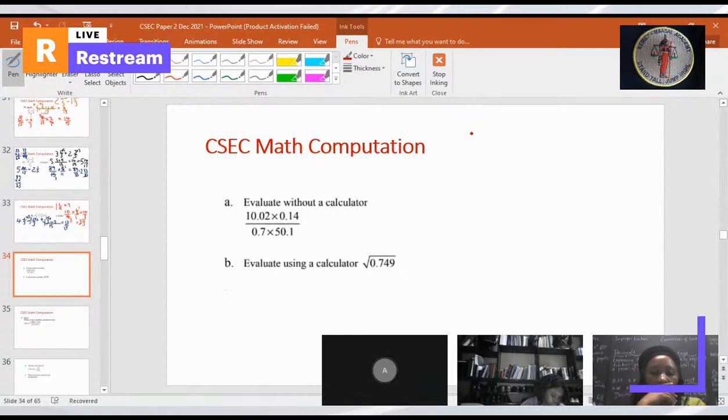Which B? Evaluate without a calculator: 10.02 times 0.14 divided by 0.7 times 50.1.